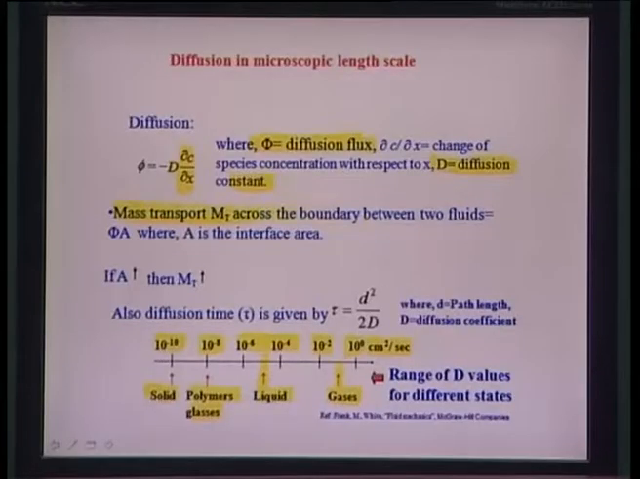Okay. So the mass transport Mt across the boundary between two fluids is also equal to the flux times the area of interface between the two mixing fluids. So you have, let us say, two fluids running parallel and their interfacial area is A and flux is phi. So the amount of mass transport Mt really is equal to phi times A, phi being the mass transport per unit area, or the flux of mass per unit area.